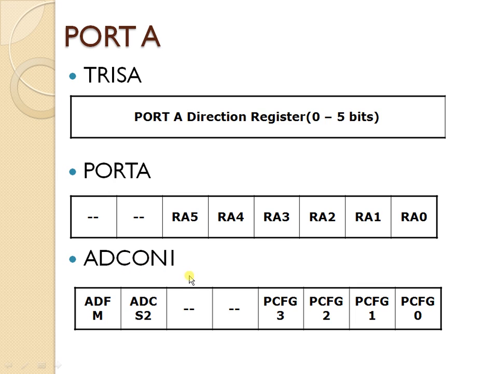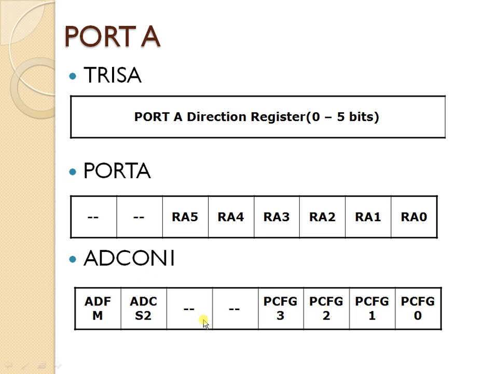Now why do we use this particular register in the case of port A? Because by default, when you turn on the controller, all the port A pins as well as port E pins will be acting as analog inputs. They will not be acting as GPIOs, they will be acting as analog inputs. So before using port A or port E, you have to configure those pins to work as GPIOs. That is done with the help of the ADCON register.